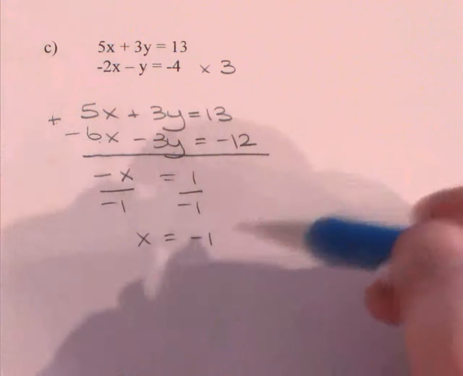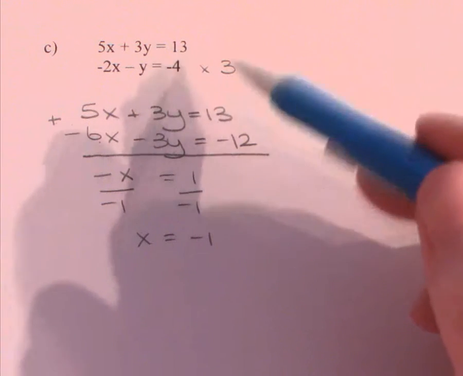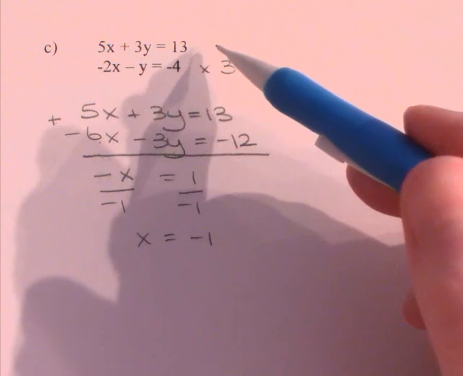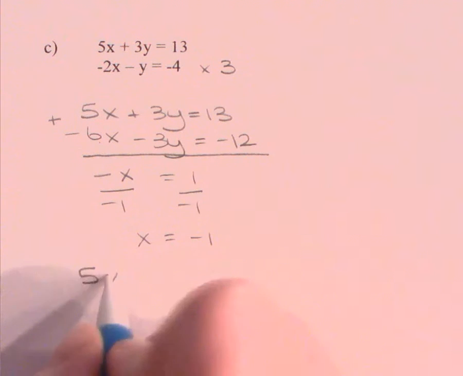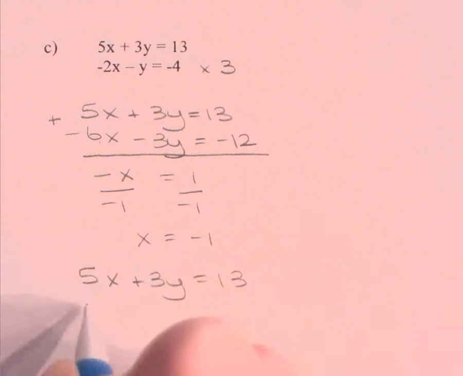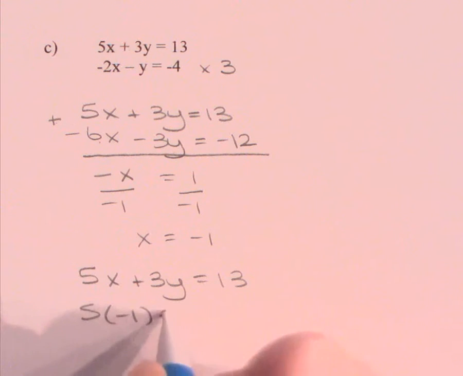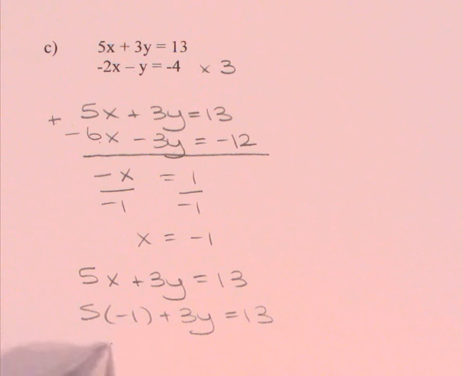Now I need to take that negative 1 and plug it into equation 1 or 2. I'm probably going to pick 1. There's way less negatives, and that makes it a little bit easier. So I'm going to rewrite equation 1. And in place of x, I'm now going to put brackets and put negative 1. 5 times minus 1 is minus 5, plus 3y is equal to 13.